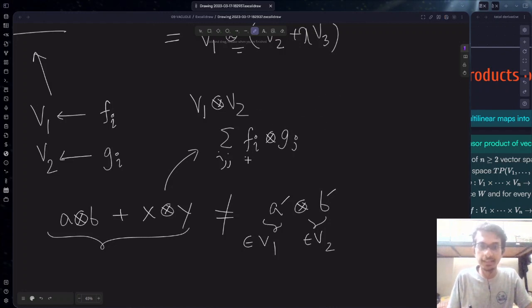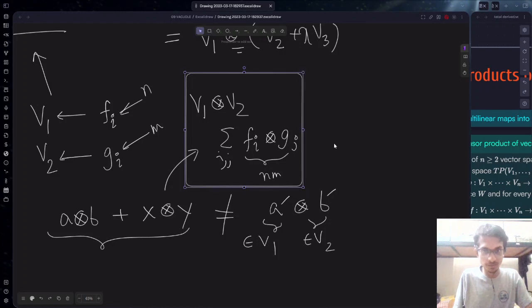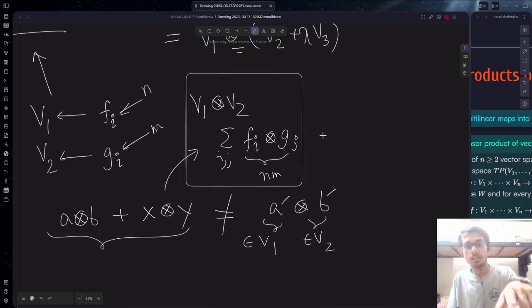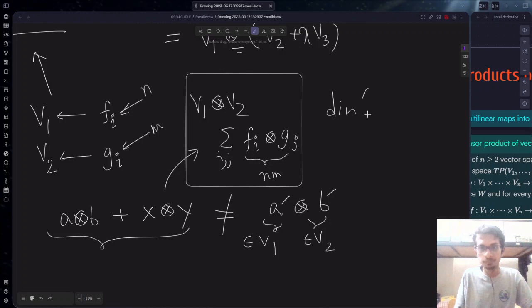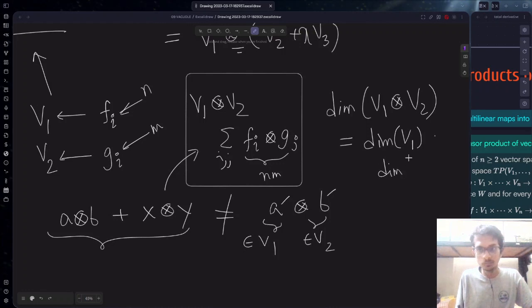And if the dimension of V1 is n and the dimension of V2 is m, there will be n times m basis vectors in the V1 tensor V2 vector space. So that's why the dimensions of V1 and V2 would just multiply, and that is what we mostly want.